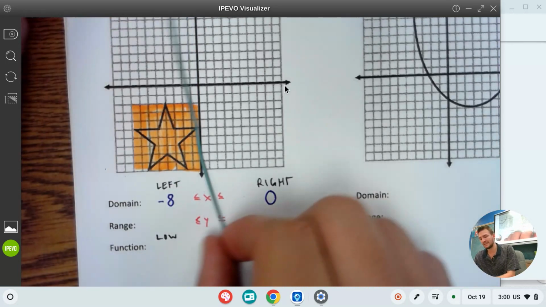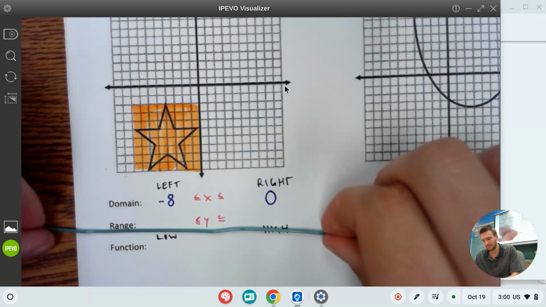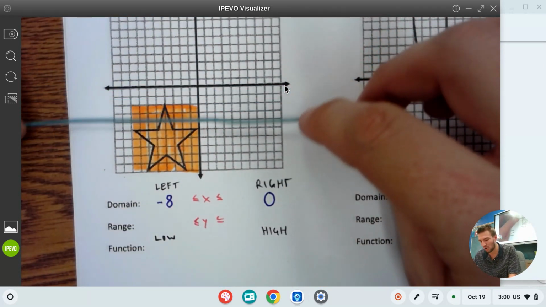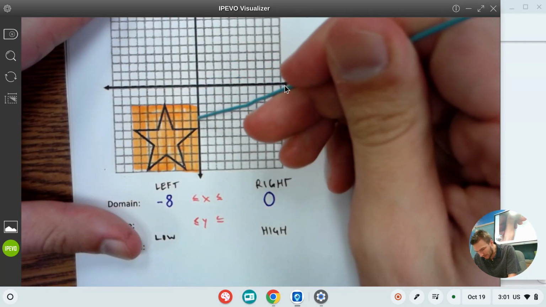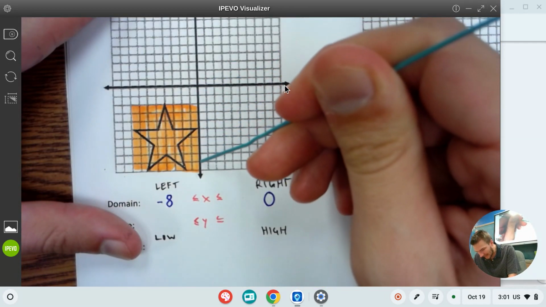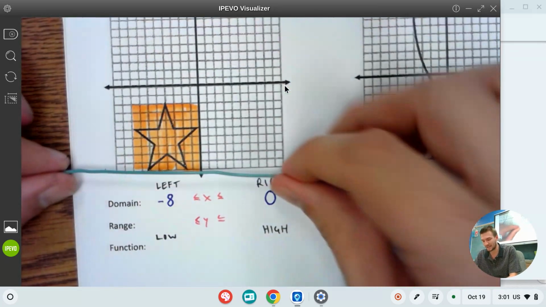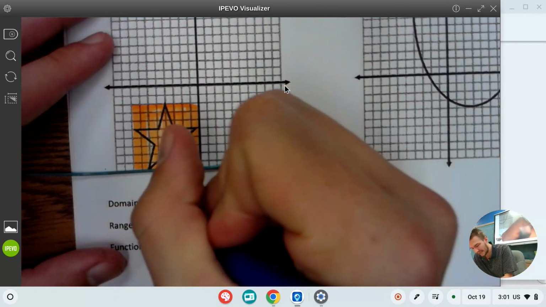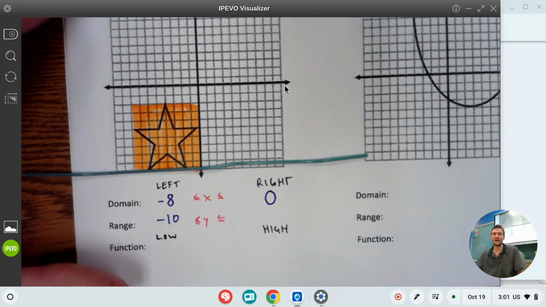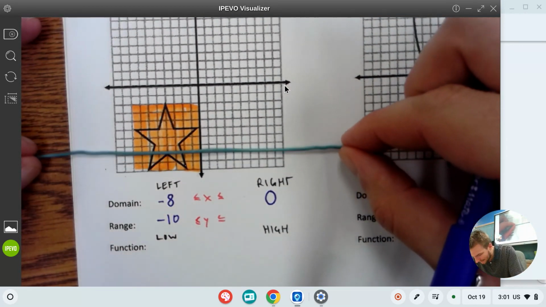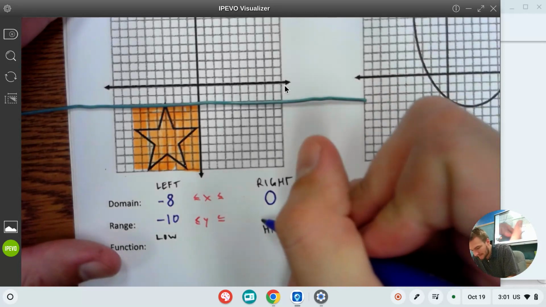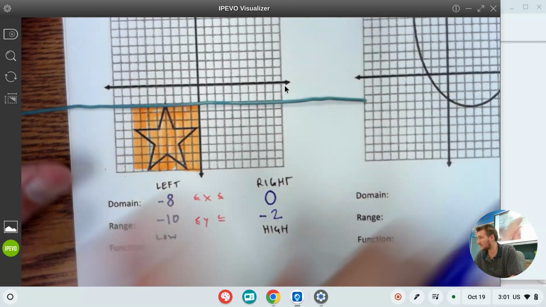Now, let's go low to high. My star is all the way at the bottom, right? That's 1, 2, 3, 4, 5, 6, 7, 8, 9, 10, negative. You guys are right. Negative 10 all the way at the bottom. And then what is the very tippity top of my star? Negative 2. So the star is 8.